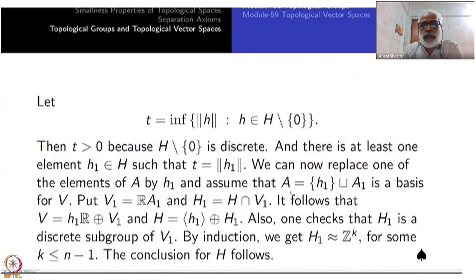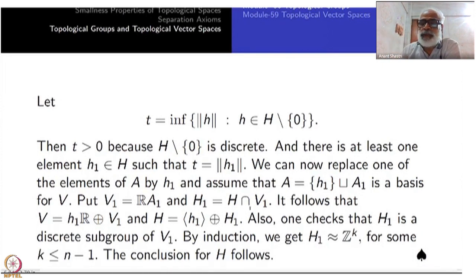So it follows that, remember, they are all elements of H itself. I started with a basis consisting of elements of H. Now I have put this h1, which has the property that the norm of h1 is minimal. There may be many such elements; I have taken one of them and assumed that this is one of the generators. Now I just split up the whole thing. Put V1 equal to R times h1, the linear span of the rest of them, and H1 equal to H intersection V1.